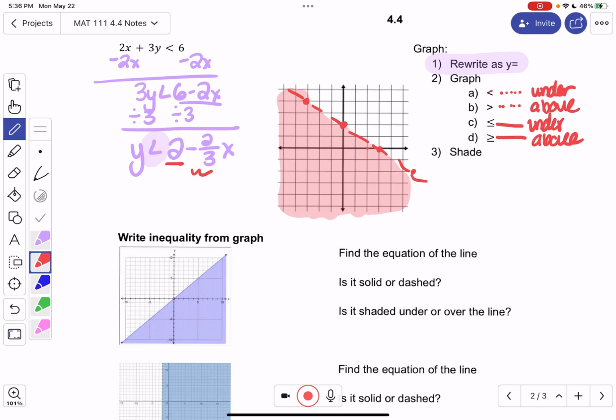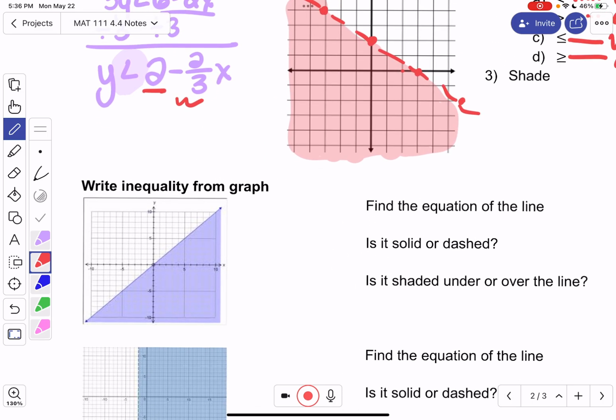You write the equations the same way. So if we were just looking at this line right here, our y-intercept would be 0, and then our slope would be up 1 over 1. So our slope is 1. So if it was just a line with no shading, we'd have y equals x.